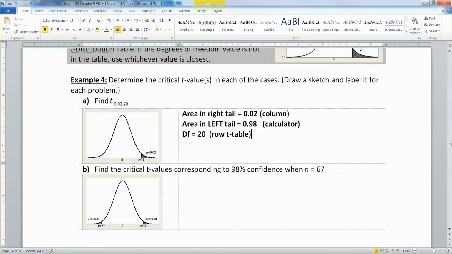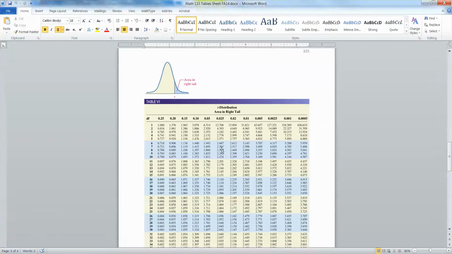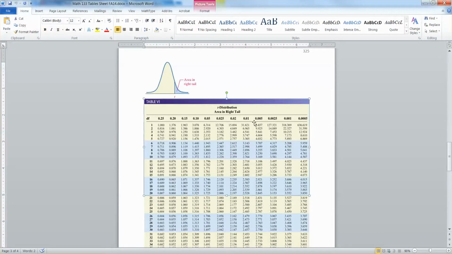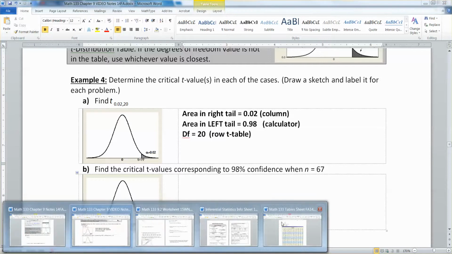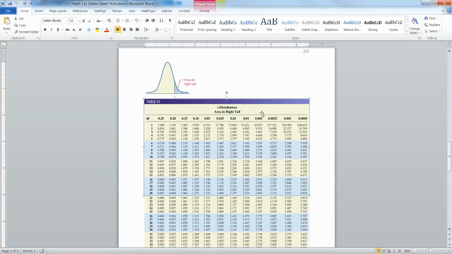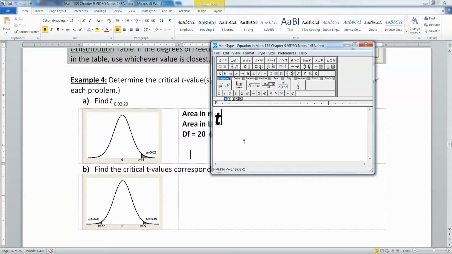All right, so let's grab the table one. I gotta grab the table. It's right here. Okay, so I'm going to go to the 0.02 column, and I'm going to go to the row number 20. So 0.02 column, row number 20, and I see it's 2.197. And since it's on the right, I know that that's correct. So t 0.02 comma 20 would be 2.197 approximately.